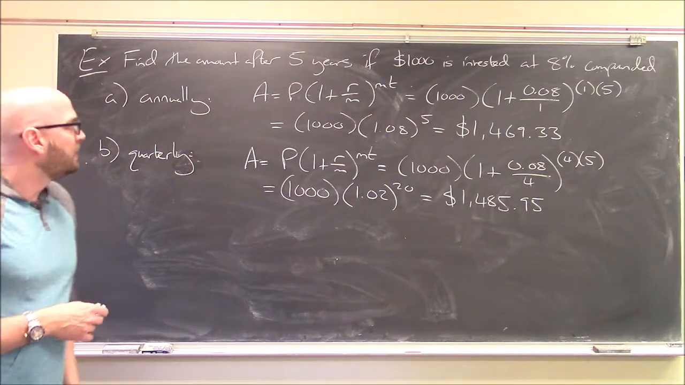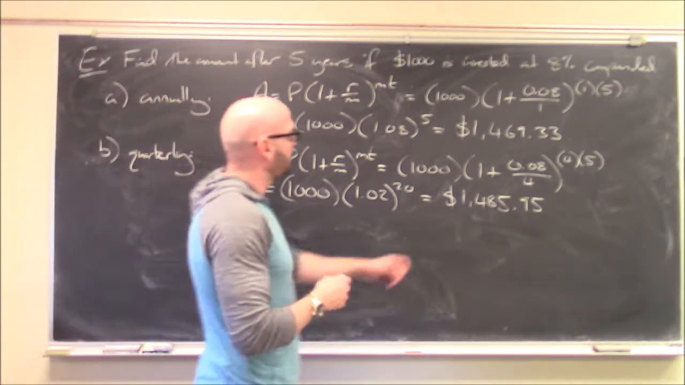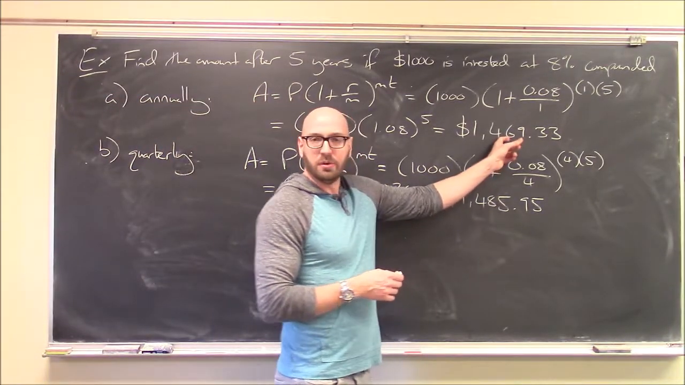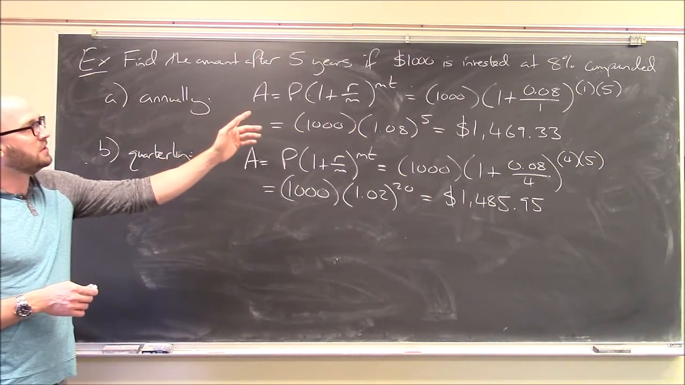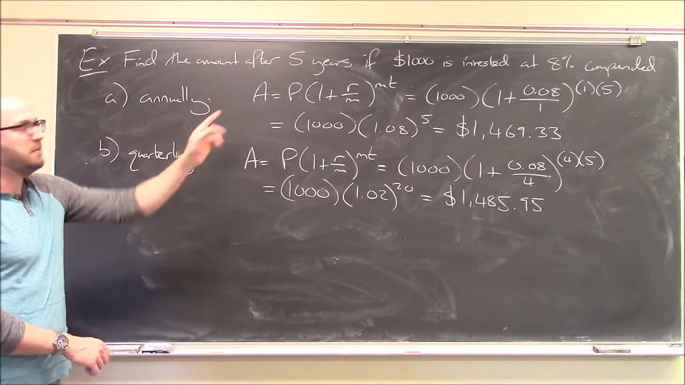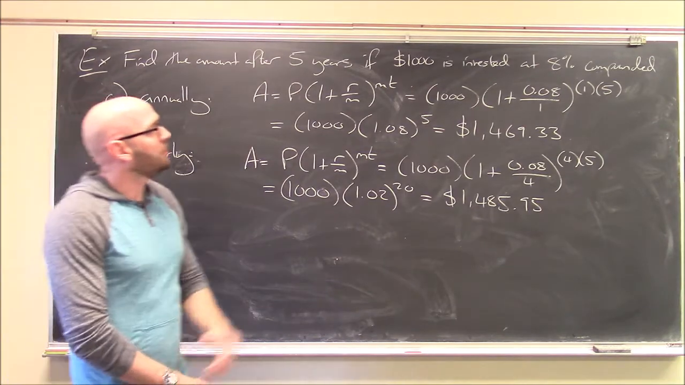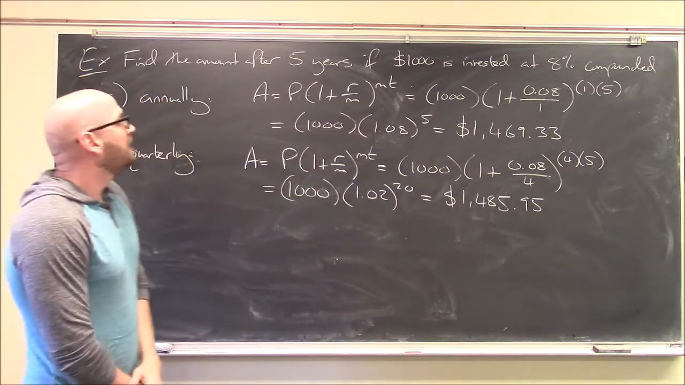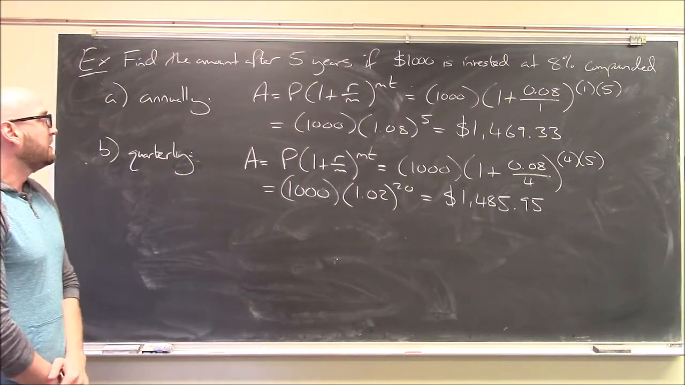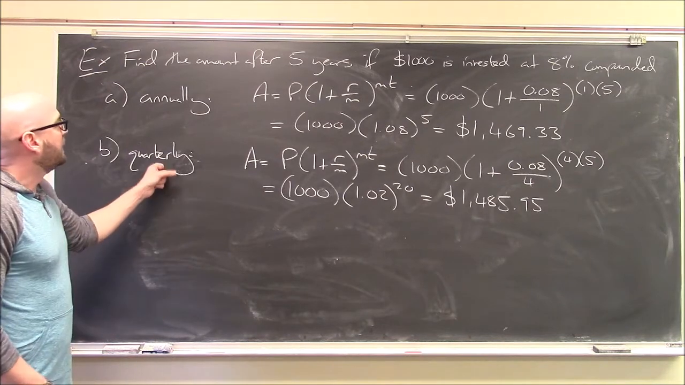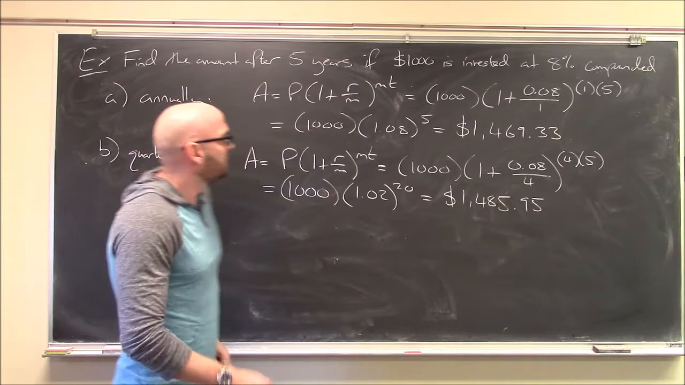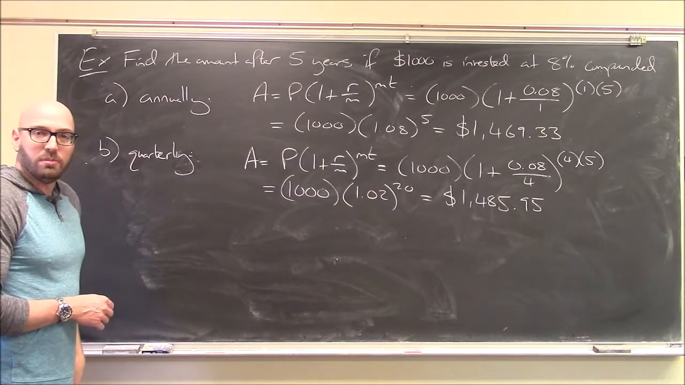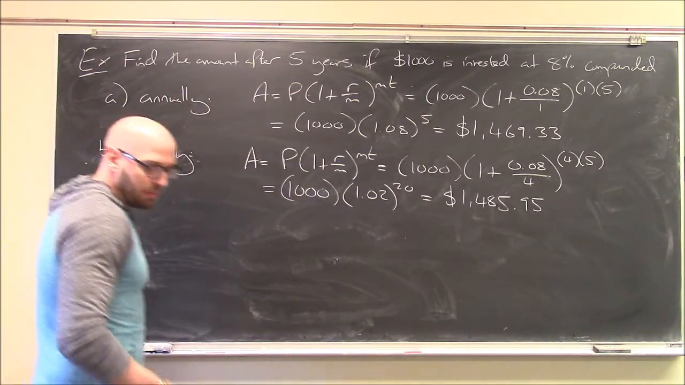What do you notice? Well, you should notice that this value is a little bit bigger than this one. Same time period of 5 years, same original principal, same original investment of 1,000, same annual rate of 8%. And yet if I compound quarterly as opposed to annually, I earn a little bit more money. So compounding quarterly is better than compounding annually. What if we push this a little bit further?